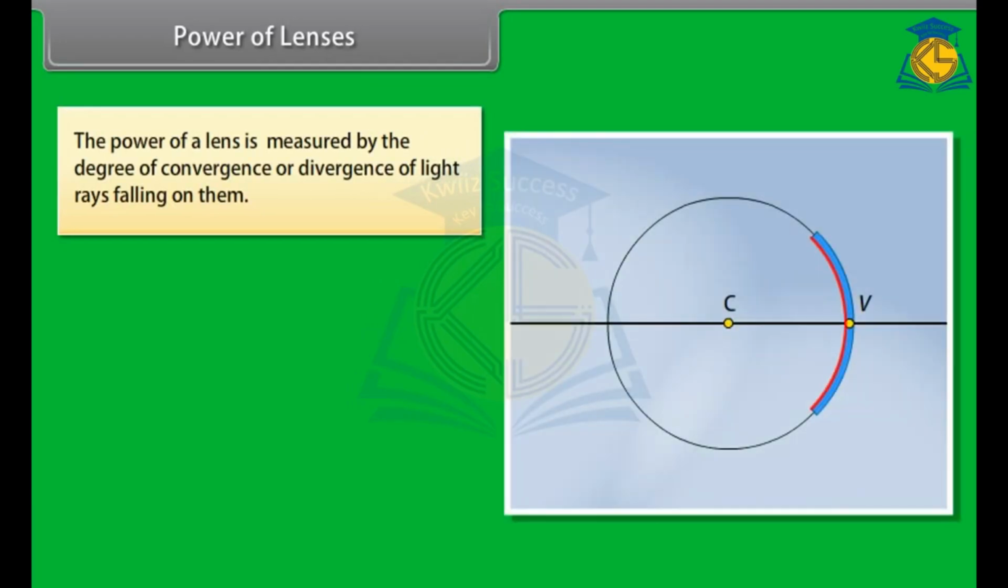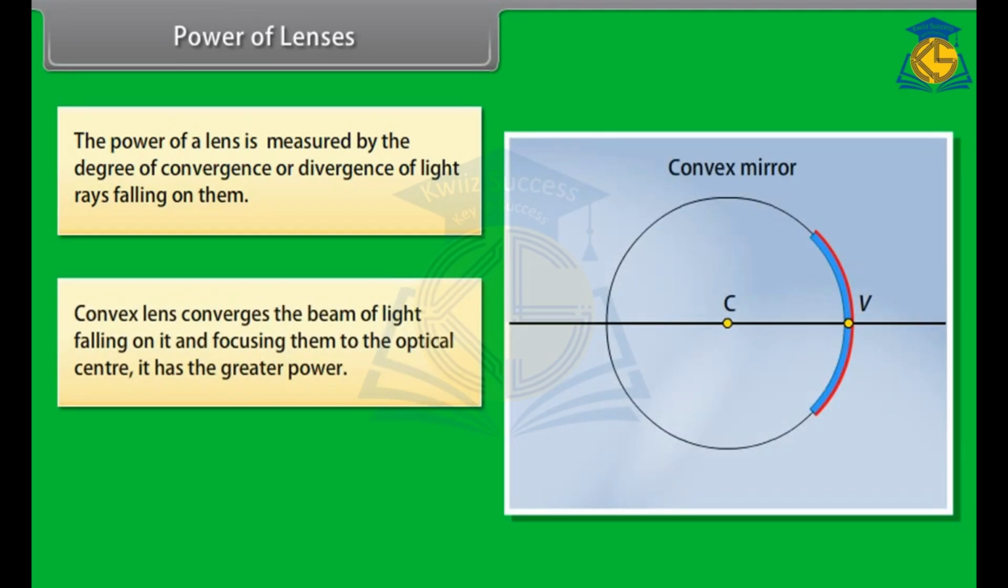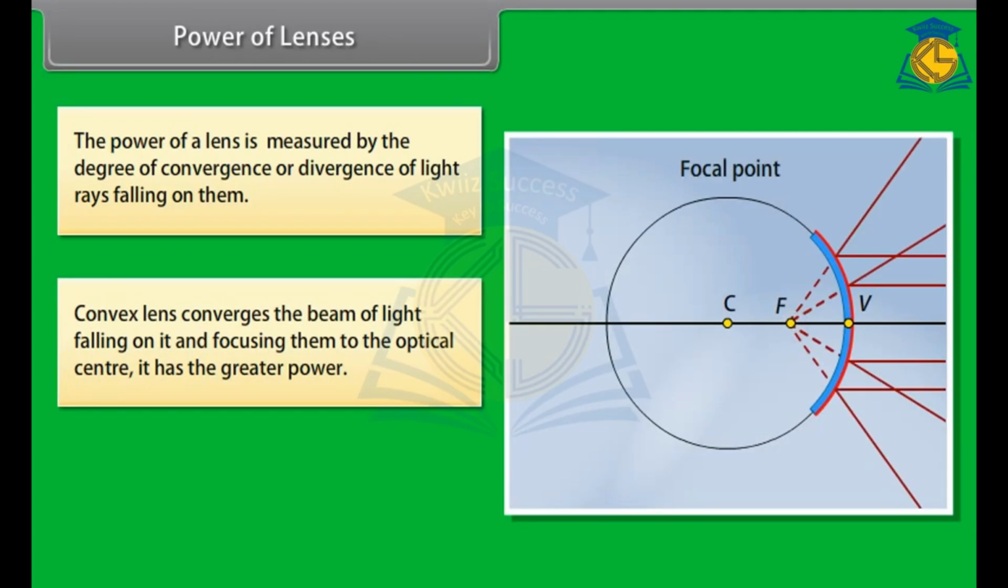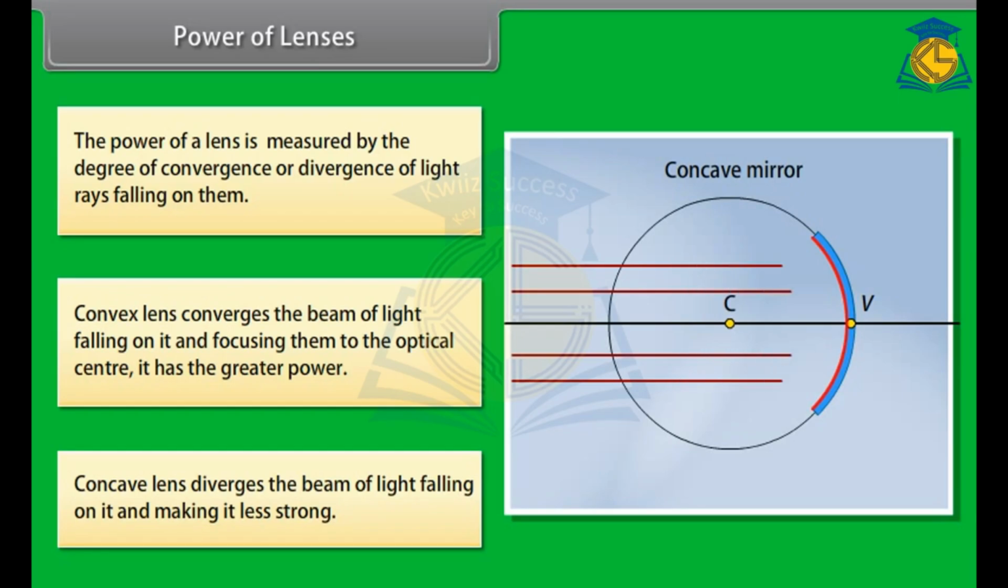Power of lenses. The power of a lens is measured by the degree of convergence or divergence of light rays falling on them. Convex lens converges the beam of light falling on it and focuses it to the optical center. It has the greater power. Concave lens diverges the beam of light falling on it, making it less strong.